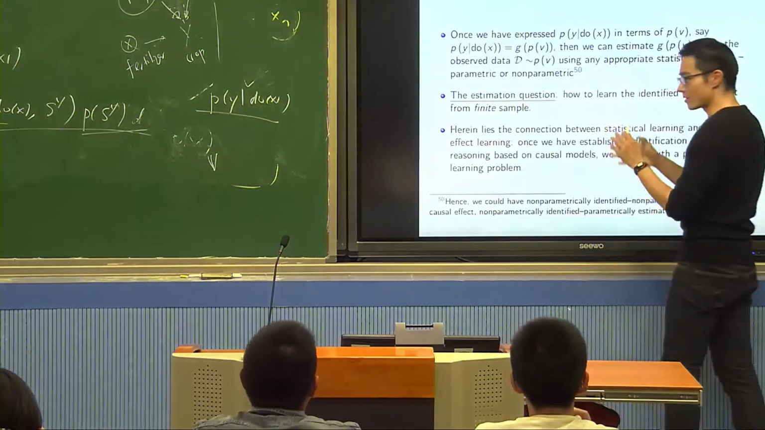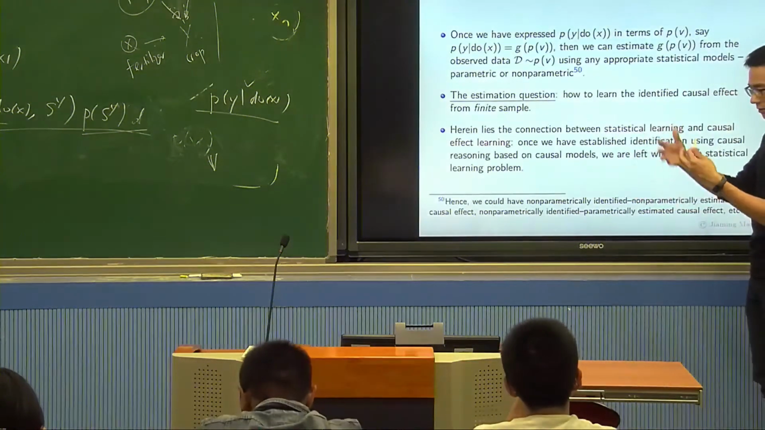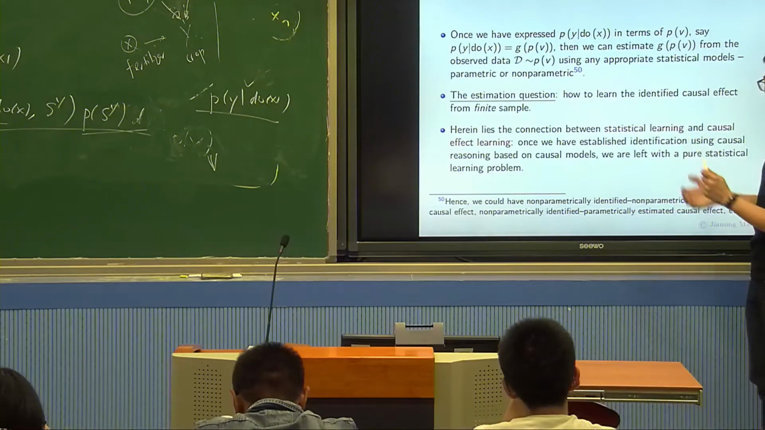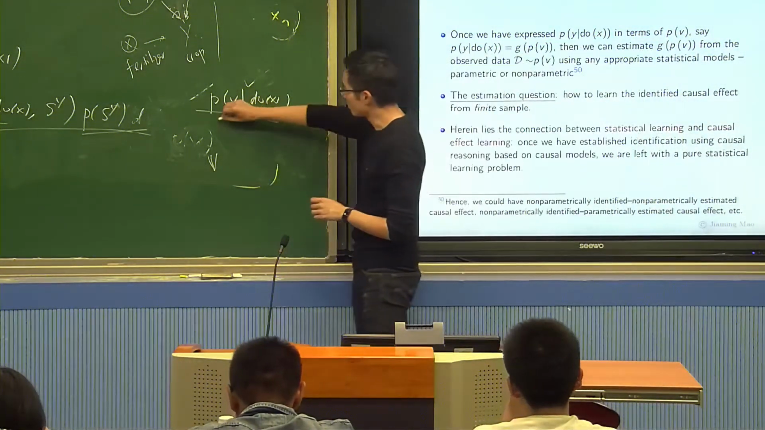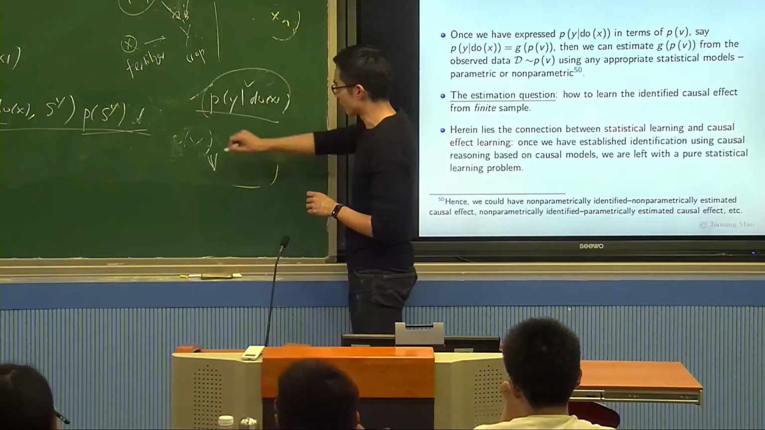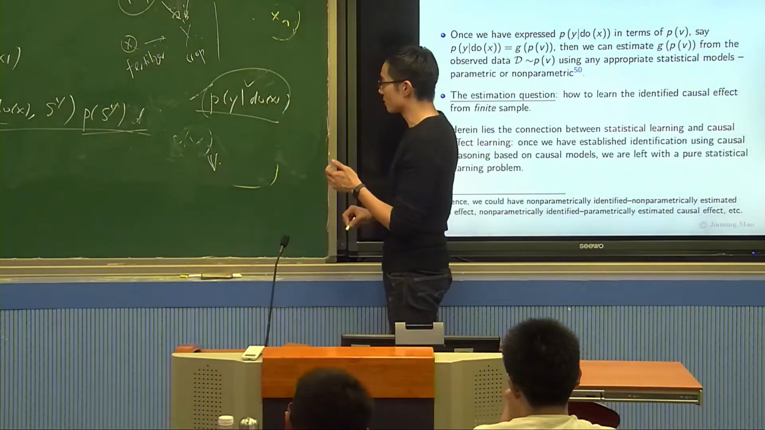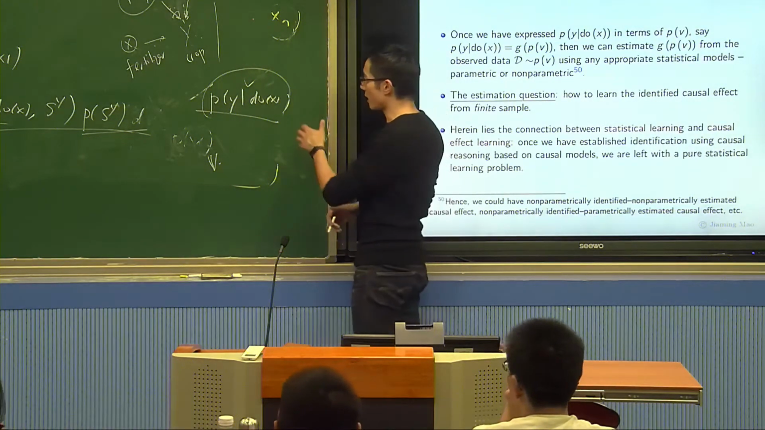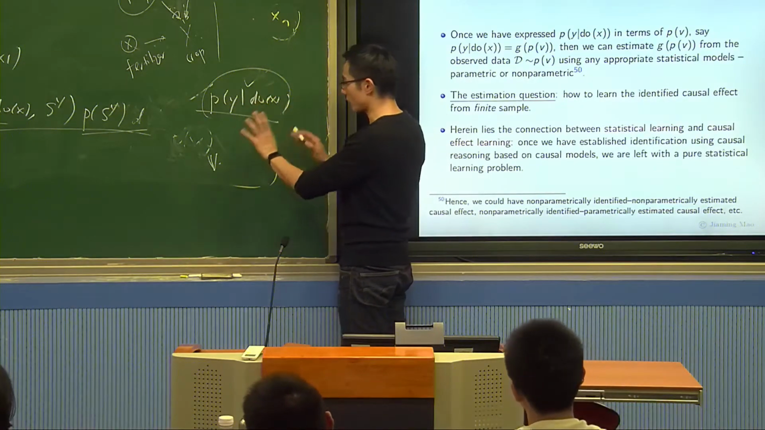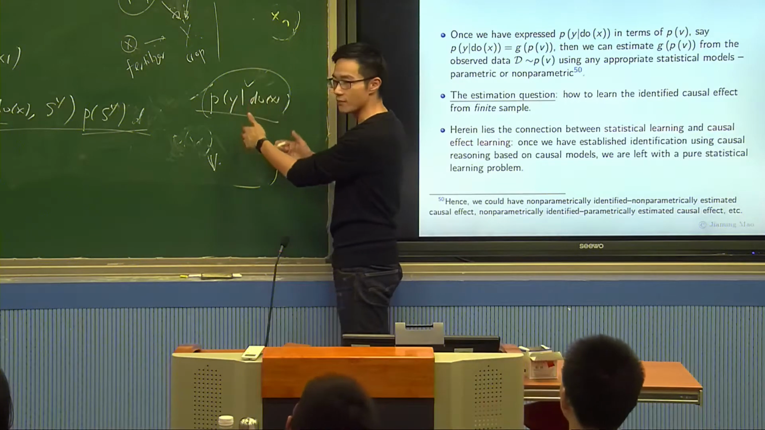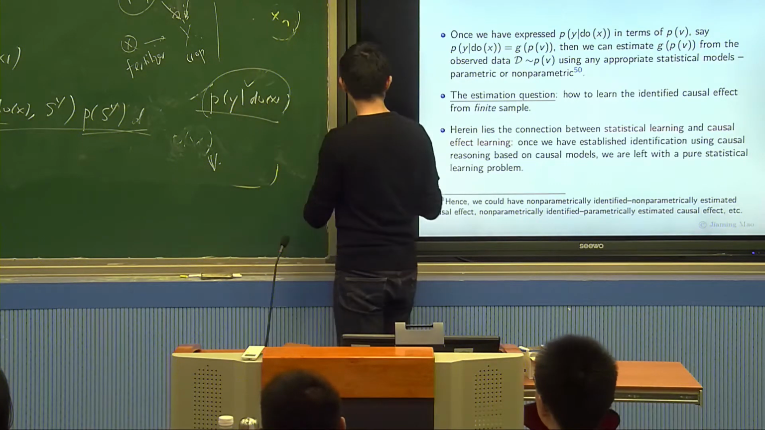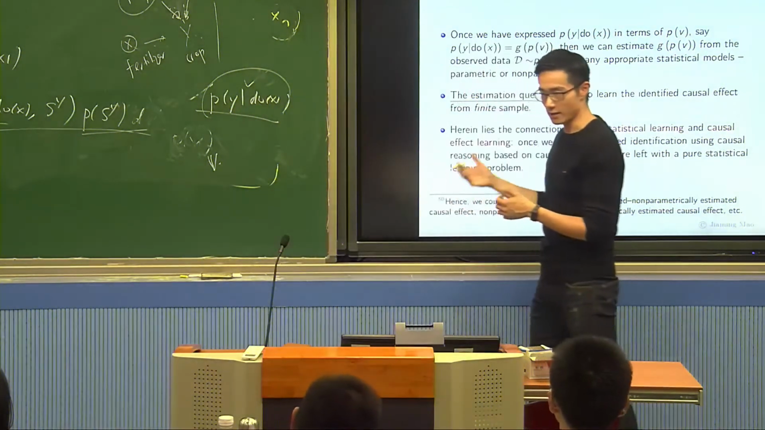So that's the first stage. I'm just outlining the procedure. The first stage is identification. Now, once we are sure that we can uniquely determine this from V, the next question is how. How do I get this out? I know that I can get this from V, but how do we estimate it? That's the question. So the second stage is estimation.